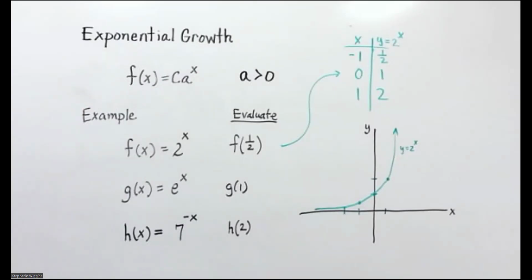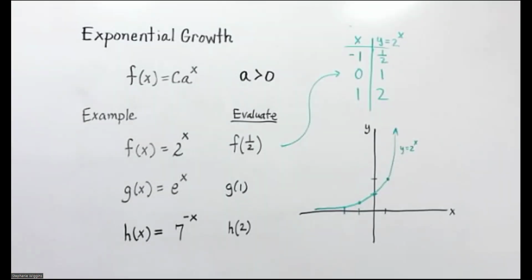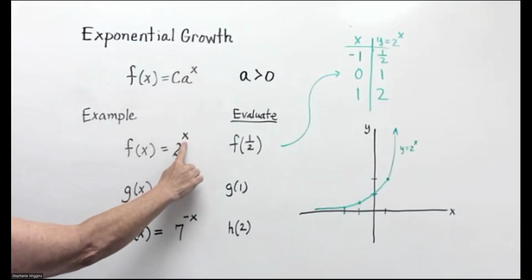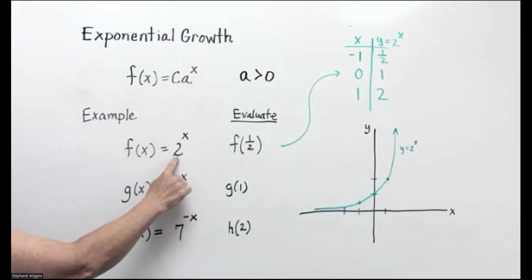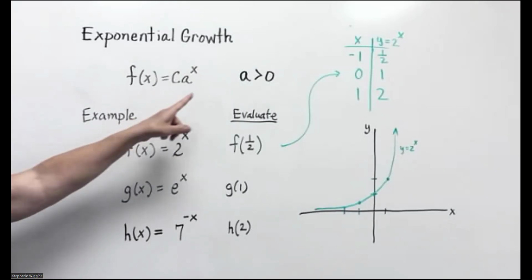If you have the variable as the base of your exponent, so, just in comparison, if you have something like x squared, x is the base, and the power is a constant, in this case 2, so that would be quadratic. But in this case, we have the reverse. We have our variable in the exponent, and the base, which is 2, is constant and fixed. And we require that a be greater than 0.